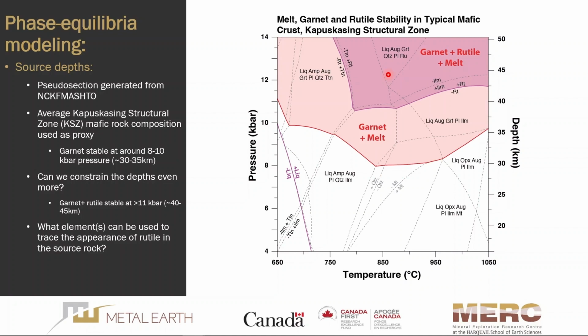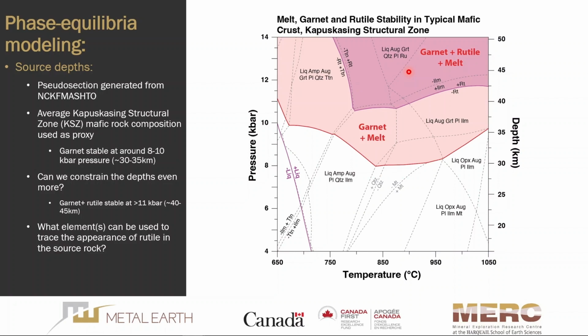But it helps you think about how deep the source is. Around 30 to 35 kilometers is pretty vague. So if we can figure out how to put more constraints and say that it seems like we're in the garnet plus rutile field, then it will give us some information about whether we're at even deeper depths.